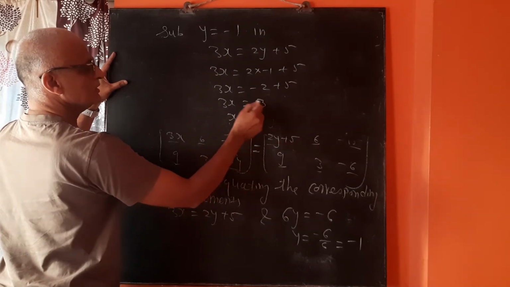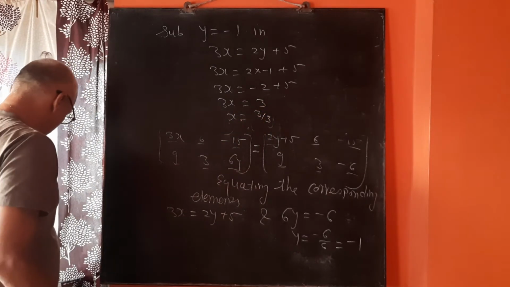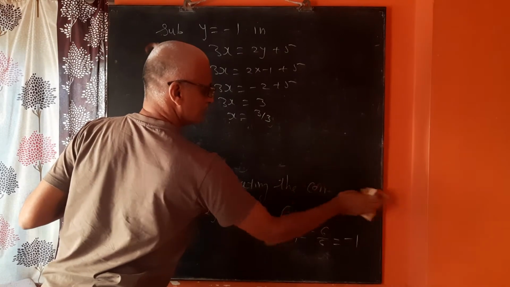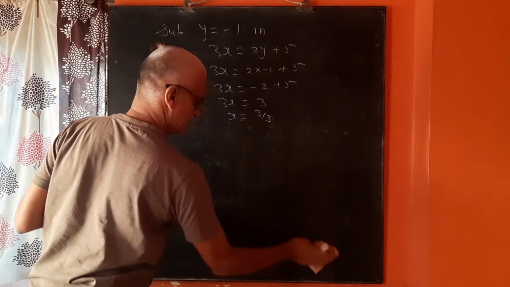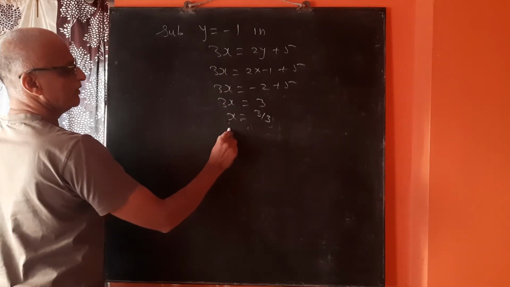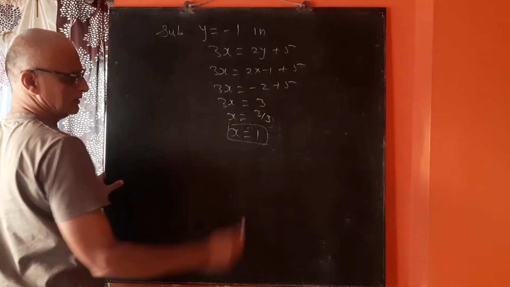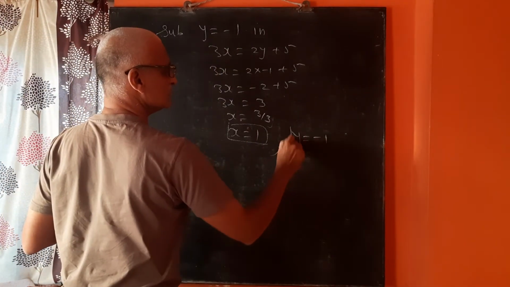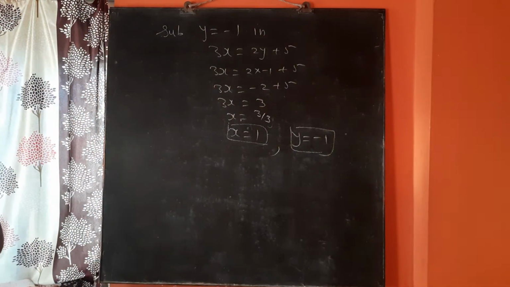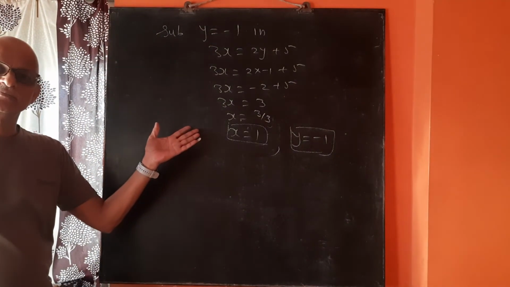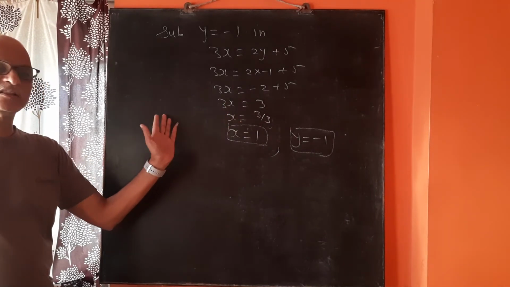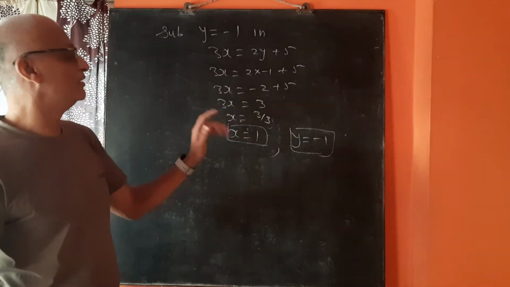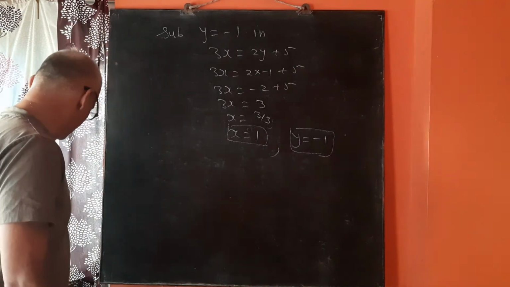That means x equals 3 by 3, or we can say the value of x is equal to 1. So we have got x equals 1, and previously we got y equals minus 1. So these are the two values of x and y. Whenever there is an equality sign between two matrices, we can equate the corresponding elements, and by equating them we will get the values of x as well as y.